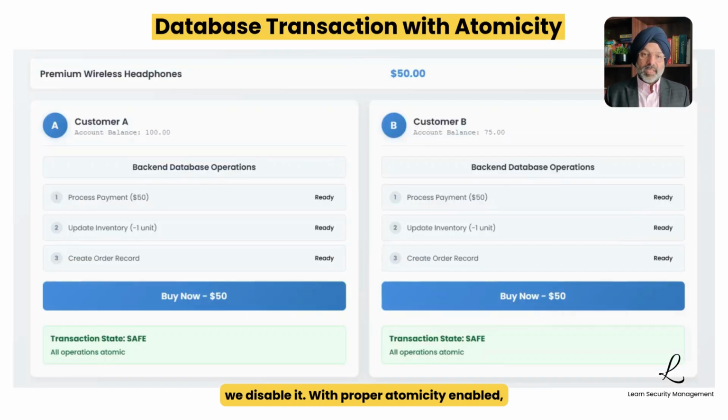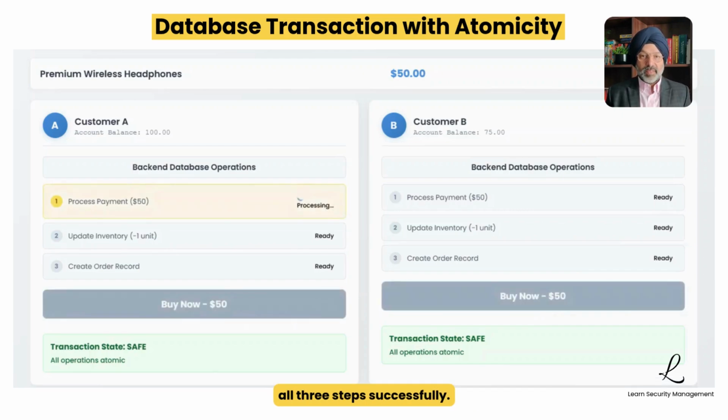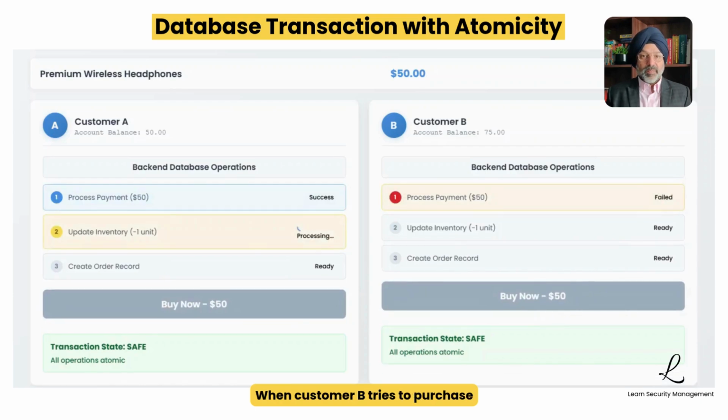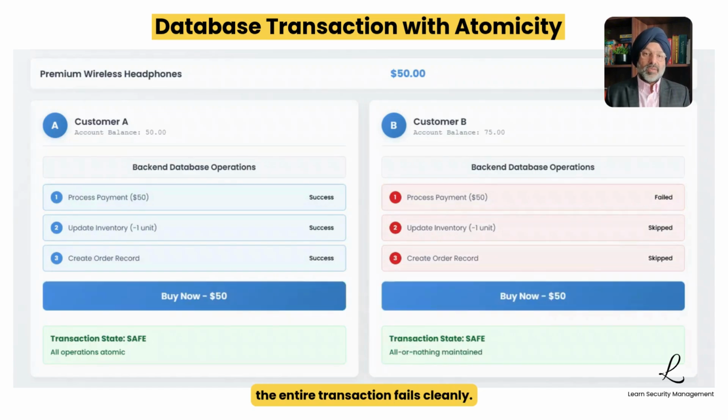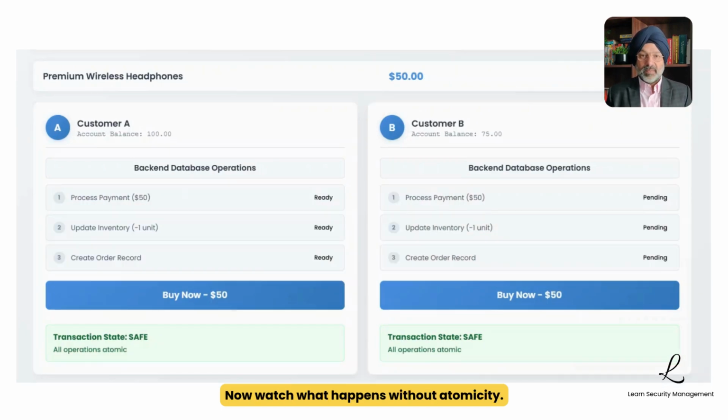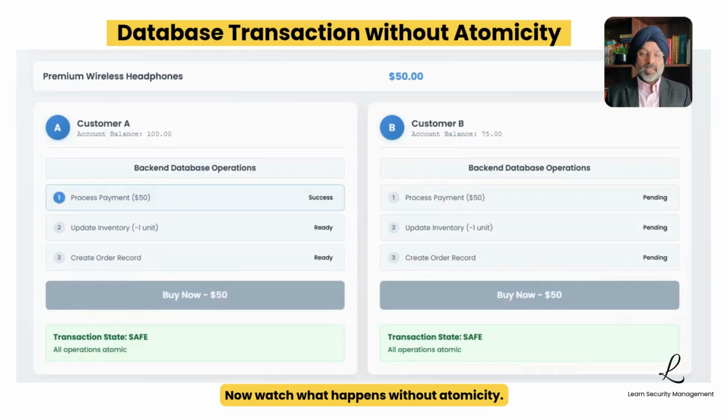With proper atomicity enabled, customer A's transaction completes all three steps successfully. When customer B tries to purchase but inventory is insufficient, the entire transaction fails cleanly. No money is taken, no inventory is reduced, no incomplete orders are created. This is the all or nothing principle in action. Now watch what happens without atomicity.